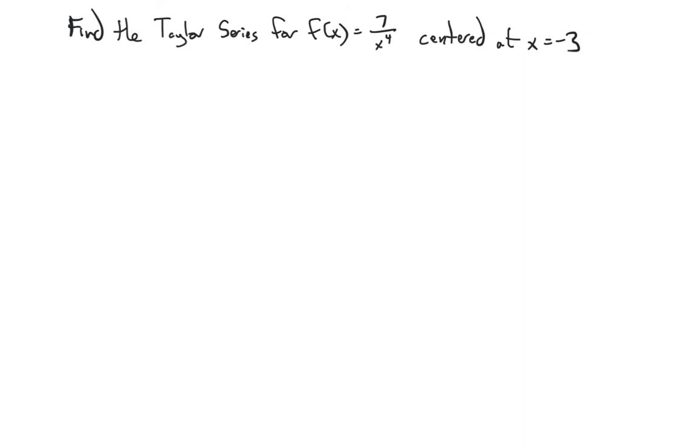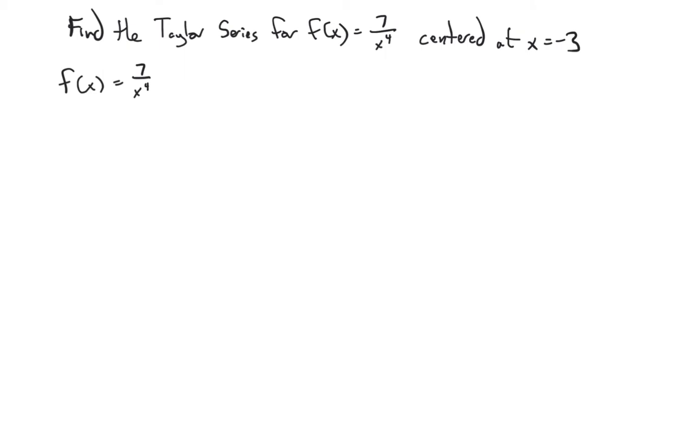Let's find the Taylor series of this rational function, 7 over x to the 4th, centered at x equals negative 3. So again, we're going to turn some function into an infinite polynomial. It's going to be centered at x equals minus 3. So let's do what we usually do. Let's find our derivatives. So, well, f of x is just 7 over x to the 4th.